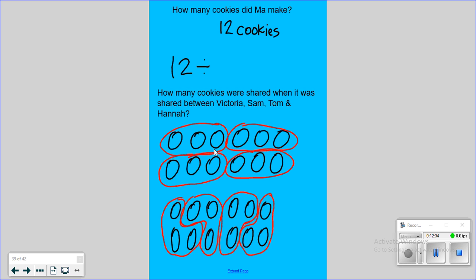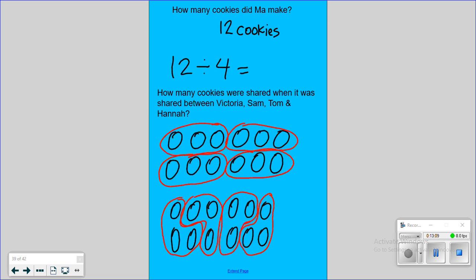Not groups of. It's got something to do with groups, but it's not the number of groups. Nope. Show me. Huh? Like what, you know? Put it into groups. Put into groups. How many groups do we put it in this time? 3. No. 4. We had 4 friends. Put into 4 groups. And that means how many cookies did each friend get?